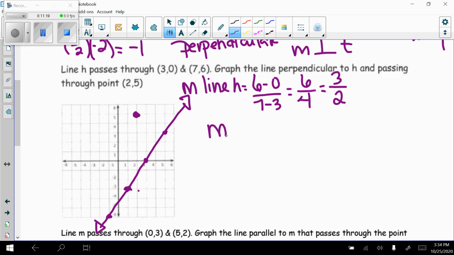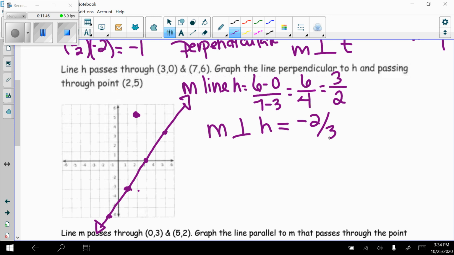So the slope that's going to be perpendicular to H, remember we said that they are negative reciprocals if they are perpendicular. So I need to take the slope of line H, flip it, and change the sign. So when I flip 3/2, I get 2/3, and then change the sign, so it's going to be negative 2/3. So now I want to use that to graph this other line.